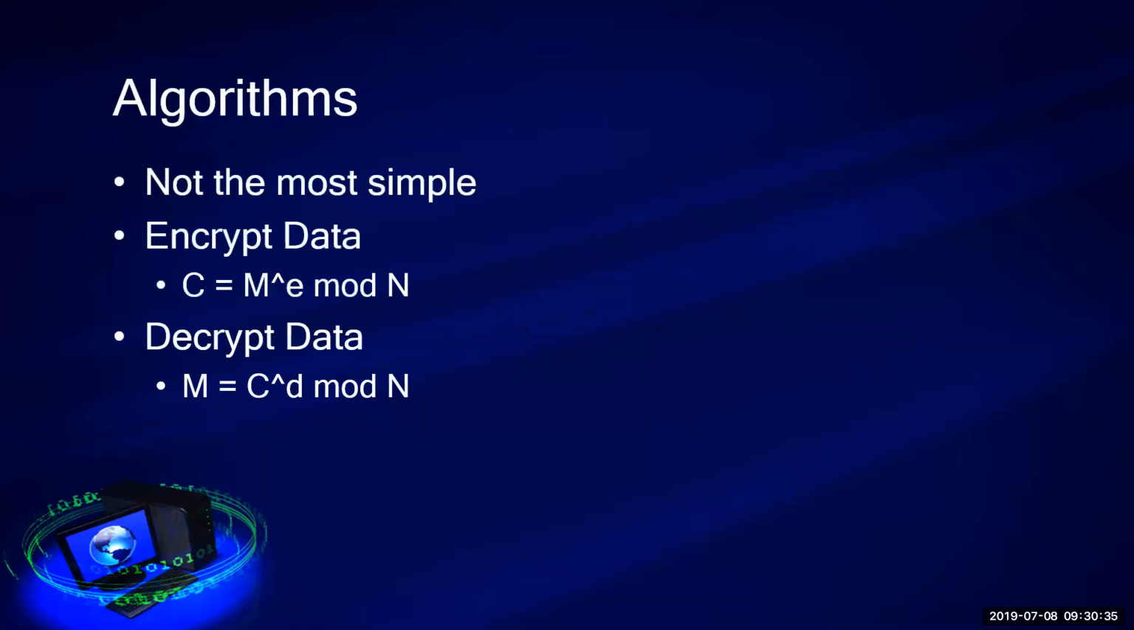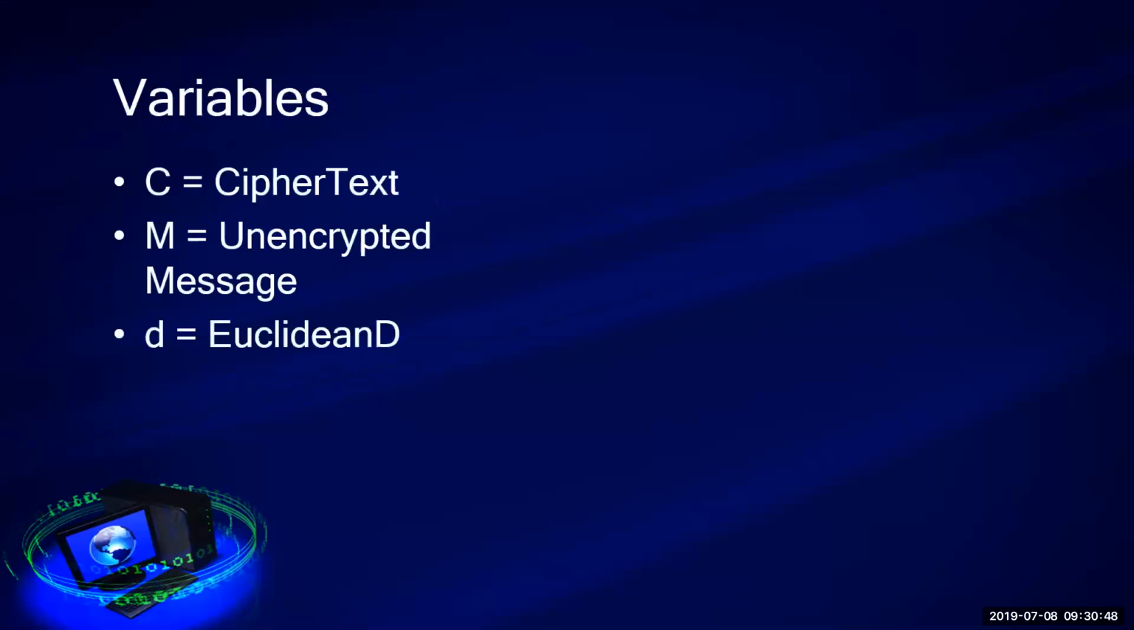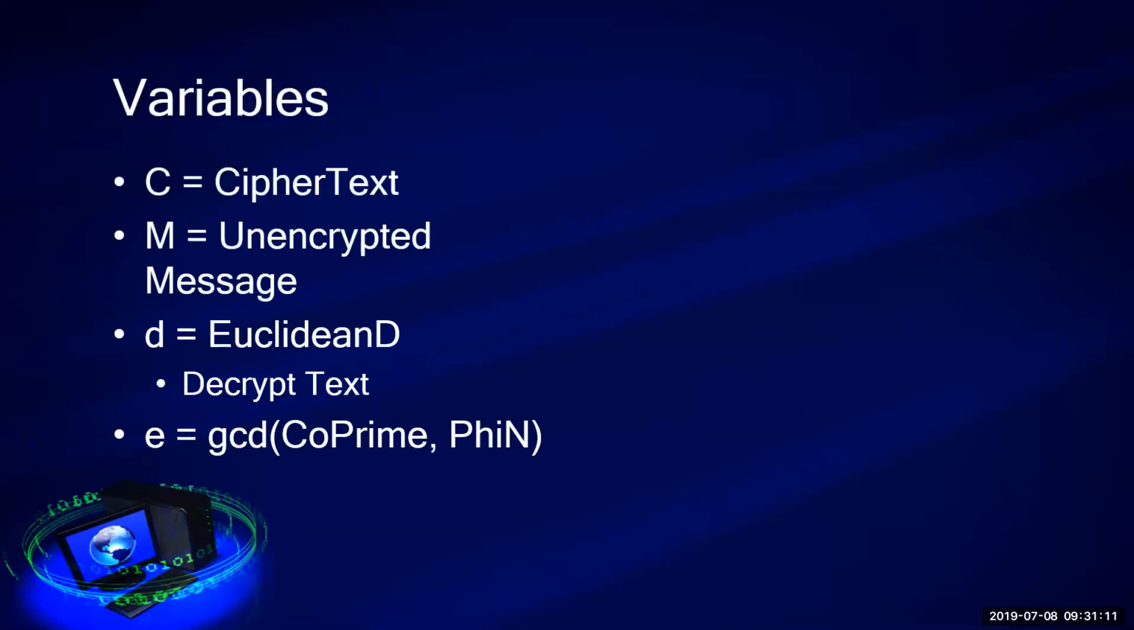So what do all these mean? Well, c is the ciphertext, m would be the unencrypted message or the decrypted one. d would be the Euclidean d, and this is used to decrypt the text. So think d, decrypt. We're going to apply that to the private key, because you don't want your private key going out for everybody to be able to decrypt your messages. So that's private.